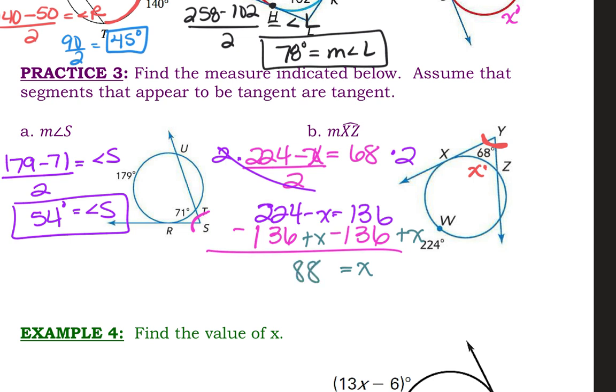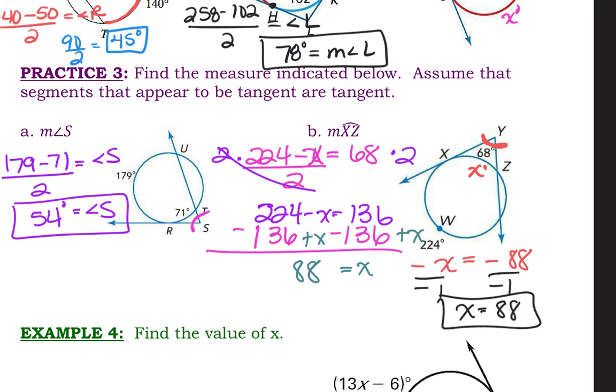We might have done minus 224, which would have given us a negative 88. And then we would have had to divide by negative 1. Still getting the 88, though. So both ways are correct.